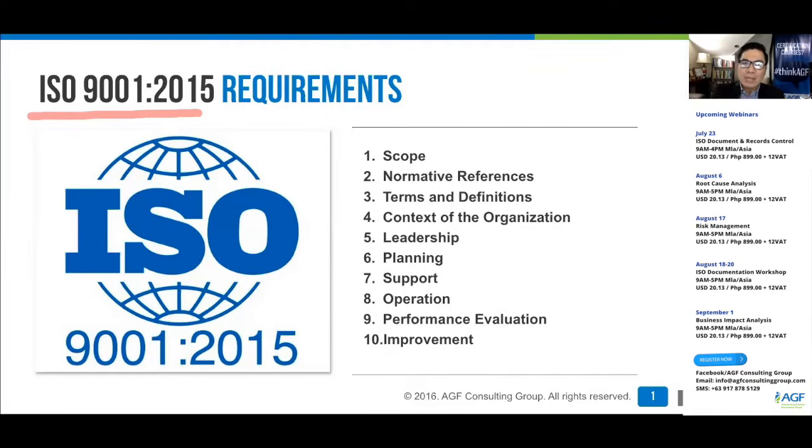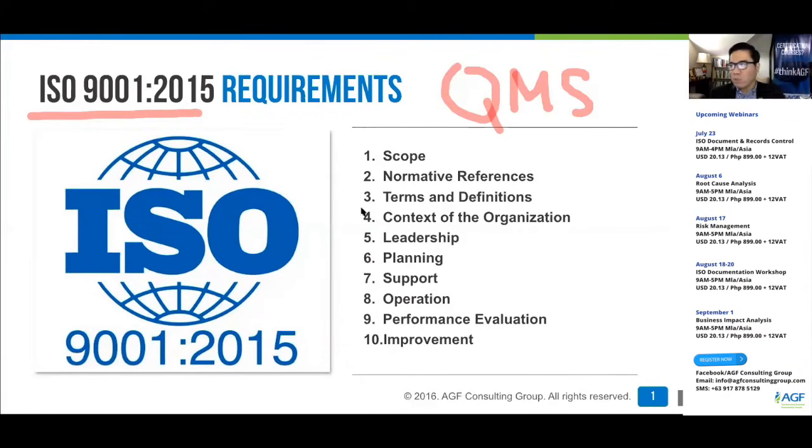Before I dive straight into corrective action reporting, let's just review the contents of your standard. I would assume you are certified to QMS, the ISO 9001:2015. This is the quality management system. Your quality management system contains all these requirements.